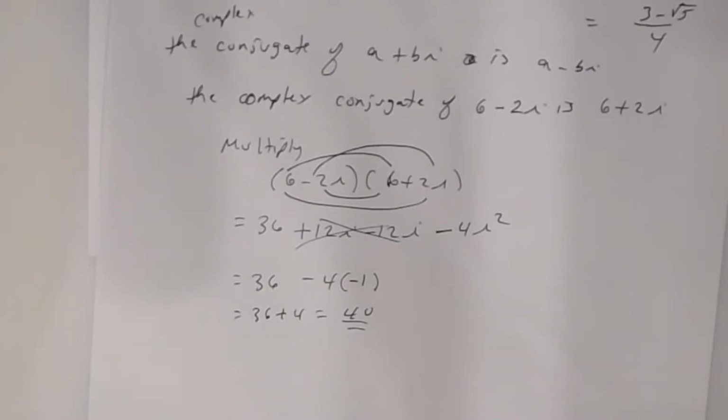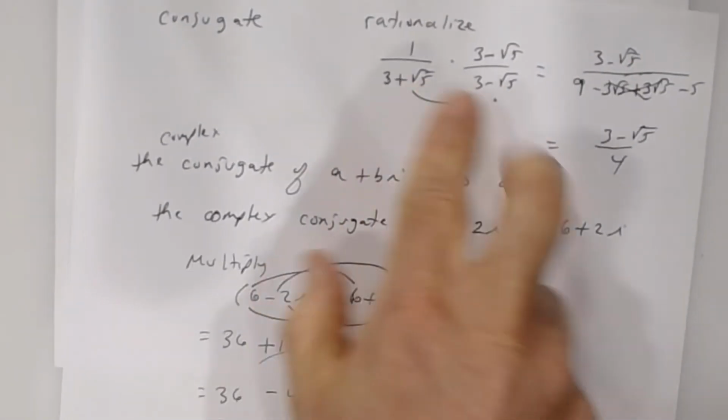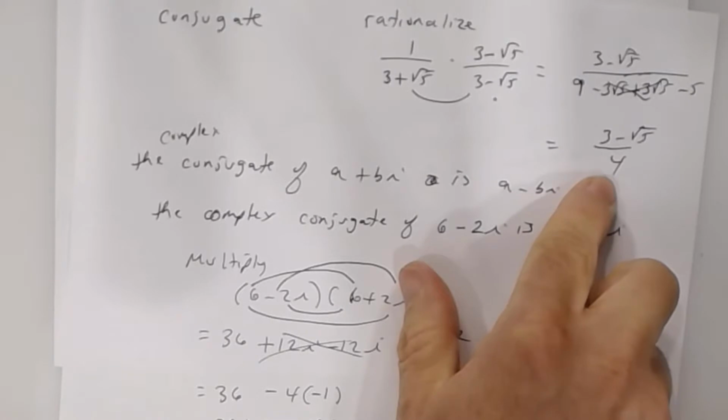What I want you to notice, and you're going to need to know this idea when we get through the rest of this section: when I multiplied these two irrational numbers right here, I ended up with what kind of number? Rational.